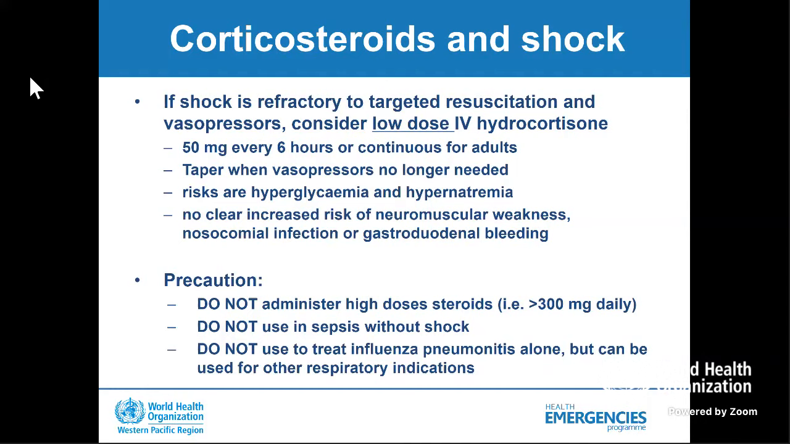Also, do not use to treat viral pneumonitis or influenza pneumonitis. But you can use for other indications, other kinds of respiratory indications, such as asthma or COPD, or even there's some use in late stage ARDS.